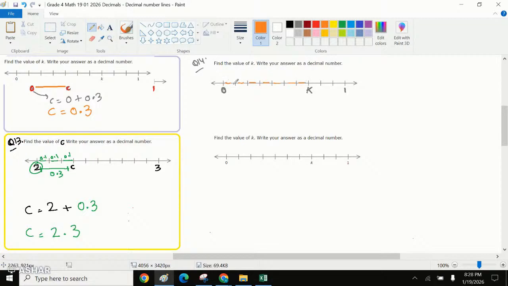That means if each of them was 0.1, agreed? That means it comes out to be 0.7. And the answer for k would be the starting number plus the interval. That means 0.7 is the value of k. Okay, let's count. 1, 2, 3, 4, 5, 6, 7. Right? There are 7 intervals.